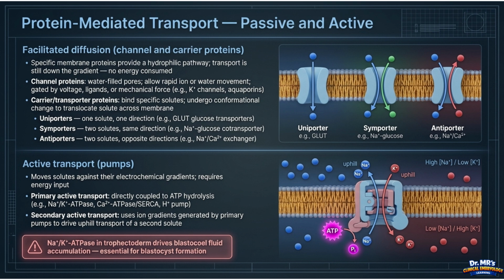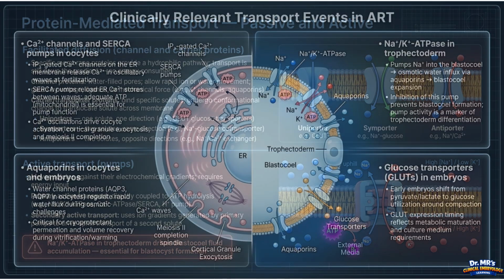By actively pumping sodium into the blastocele cavity, it creates an osmotic gradient that draws water in through aquaporins, expanding the cavity progressively. Inhibit this pump, and blastocele formation stops. The pump's activity is therefore a marker of trophectoderm differentiation and a prerequisite for blastocyst development, a fact we return to when we discuss embryo selection.